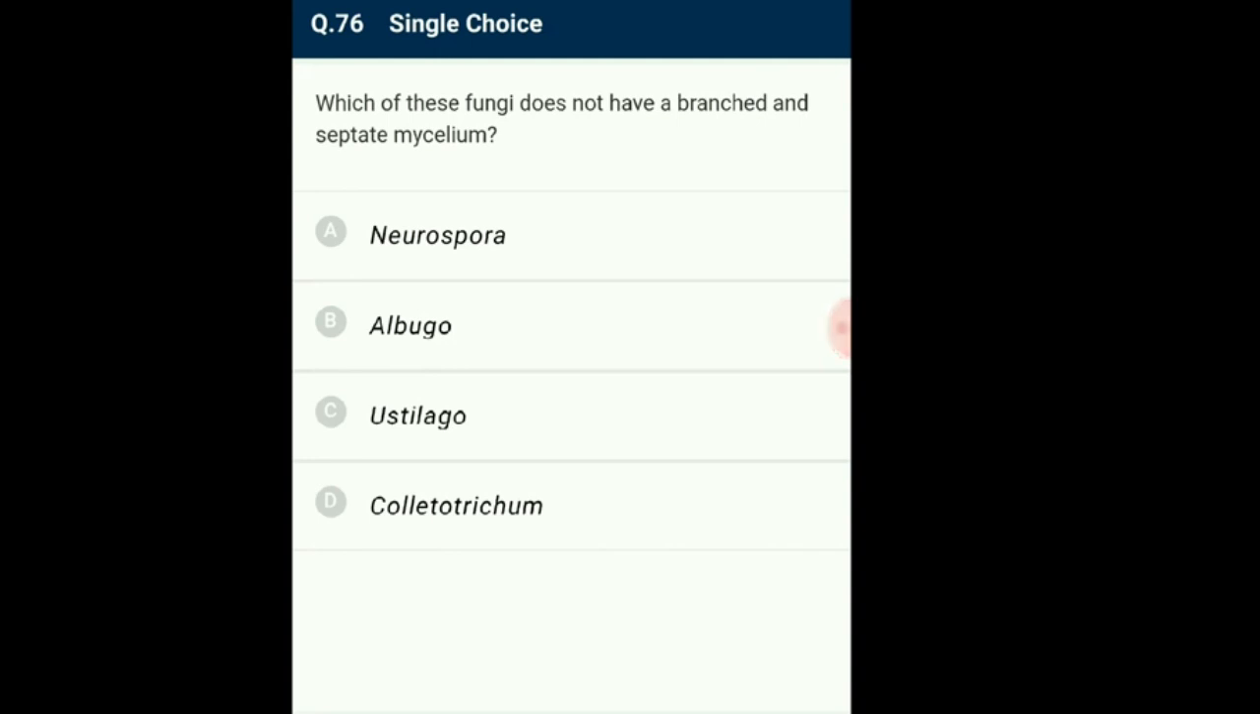The mycelium is aseptate and coenocytic in Phycomycetes. Neurospora belongs to Ascomycetes. Ustilago belongs to Basidiomycetes. Colletotrichum belongs to Deuteromycetes, and Albugo, a parasitic fungus on mustard, belongs to Phycomycetes. So the answer for this question is option B, Albugo. Albugo does not have branched and septate mycelium. So the correct option for this question is option B.